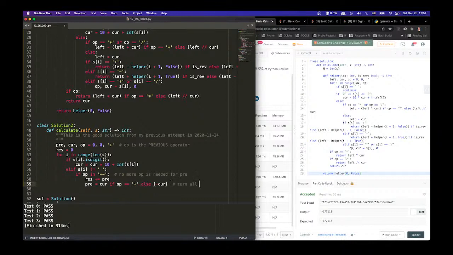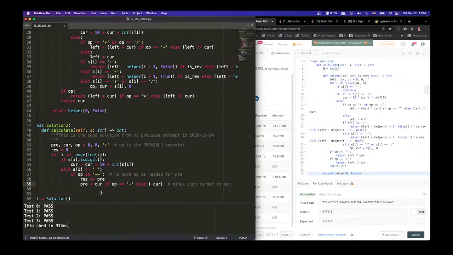Let's turn all minus signs to negative. How should I say this?